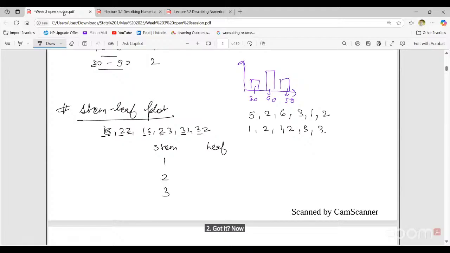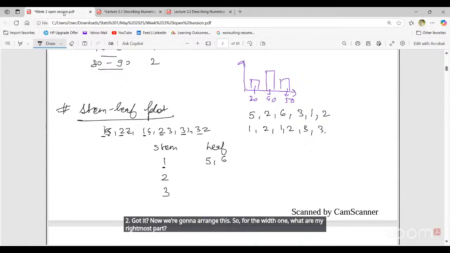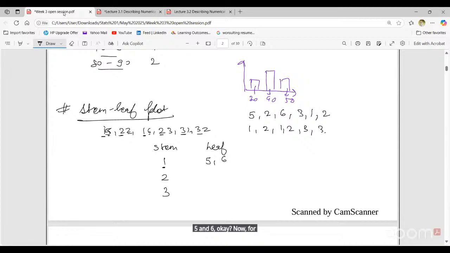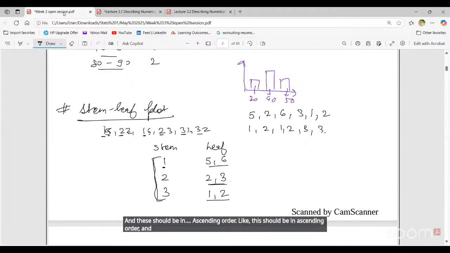Now we're going to arrange this. For the 1, what are my rightmost parts? 5 and 6. Now for the second, for the 2, it is 2 and 3. And for the 3, it is 1 and 2. So you have to remember, in the stem part these values should be in ascending order, and the leaves should also be in ascending order.